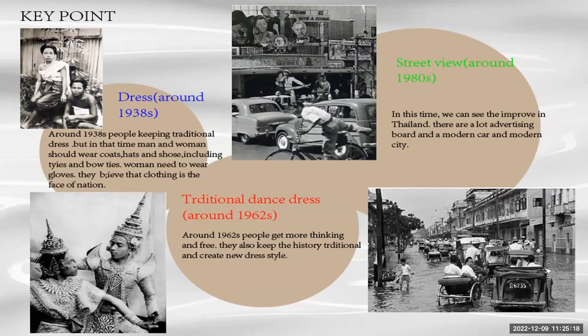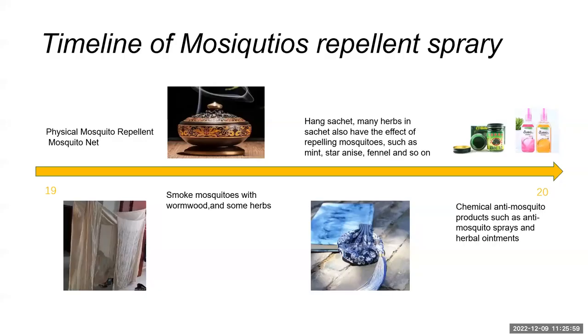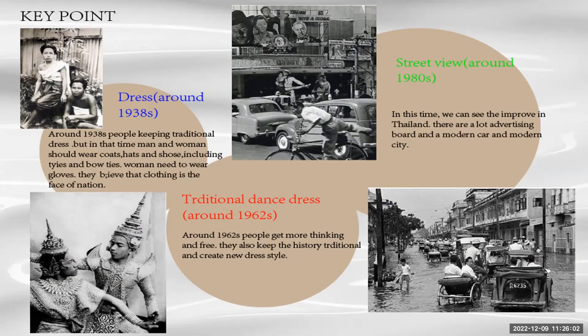And in these three times, we can see the was, and at first around the 38 people put on us, but we wear clothes and hats and shoes, including hats. Women need to wear clothes. And believe that clothing is the face of nation, and the dress is around the community. Also the traditional and the traditional. And the street view of around the communities in this country, let's see the issue in Thailand, there are called urban people.